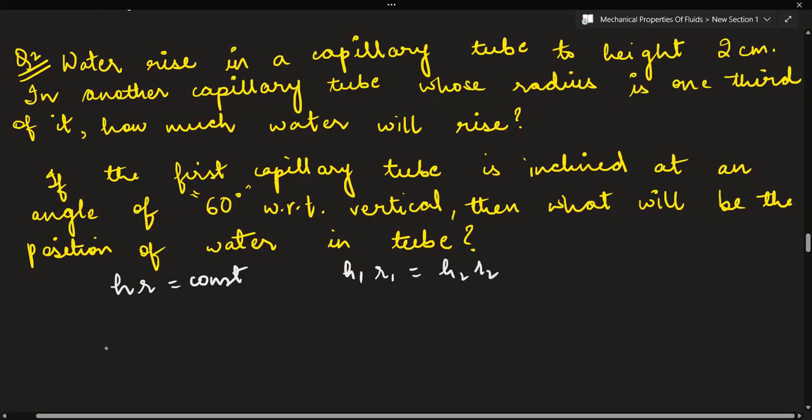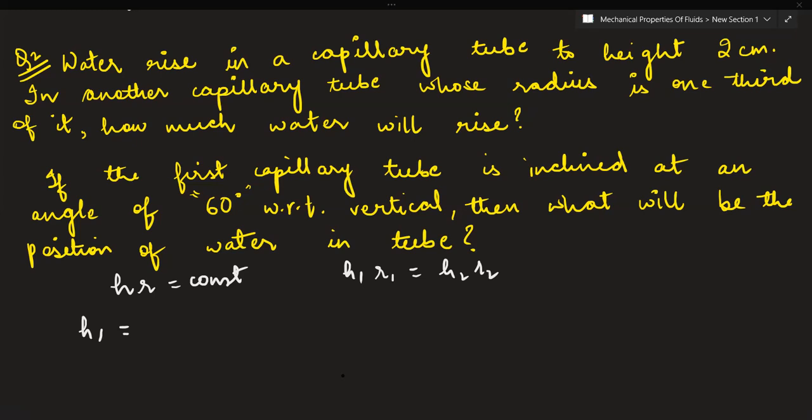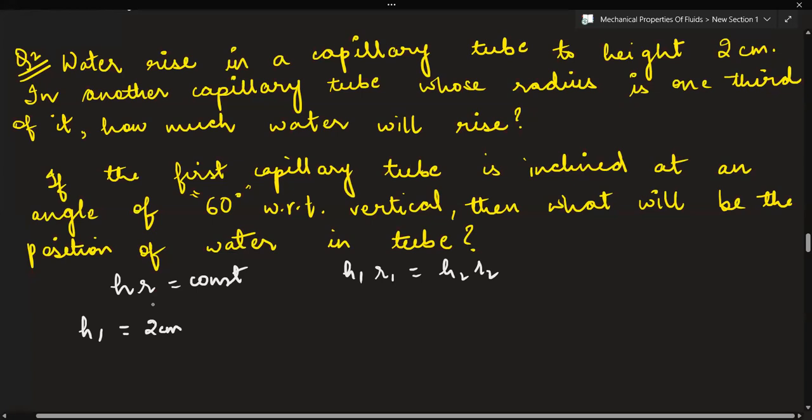Now see, what is height 1? H1 is, what is height 1? Tell me. 2 centimeters. Yes, 2 centimeters. See, if I say R1 is R, H2 is unknown to us. We have to calculate. R2 is 1/3 of the first one, means R divided by 3. So from here, we'll be able to calculate H2.